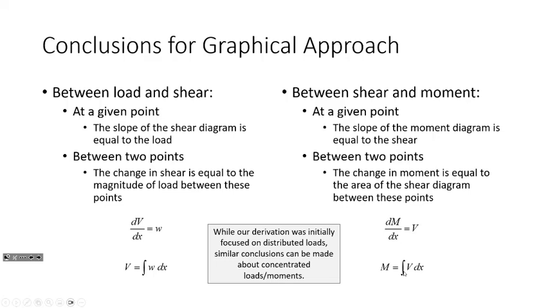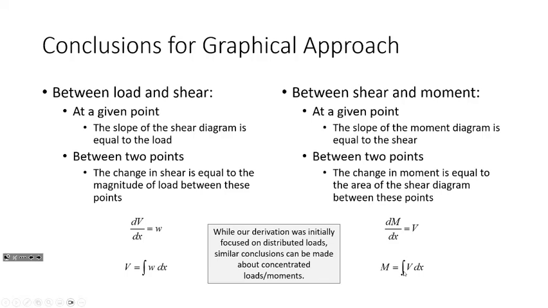And I propose that between any 2 points, the change in shear is equal to the magnitude of load between those 2 points. And where am I getting these? I'm just getting these really from taking these expressions and reading them, right? It's like this first expression, the derivative of shear with respect to x is w. So what I'm saying is that at any given point, whatever the slope of the shear diagram is, it's equal to the load. Between 2 points, the magnitude of the load between those 2 points is equal to the change in shear. So it's not really mysterious where I'm coming up with these conclusions.